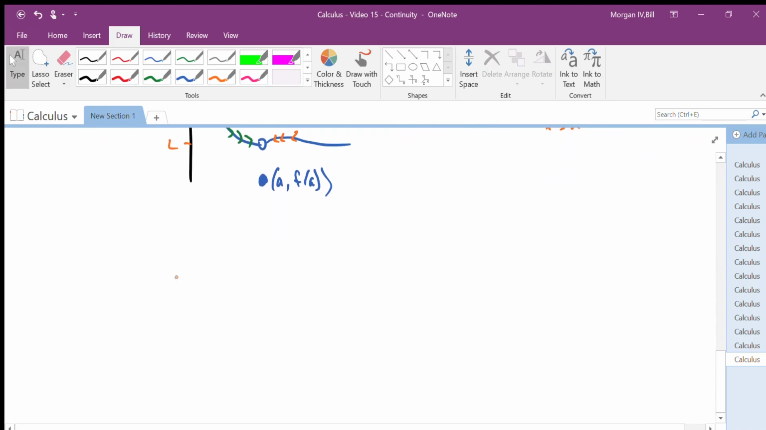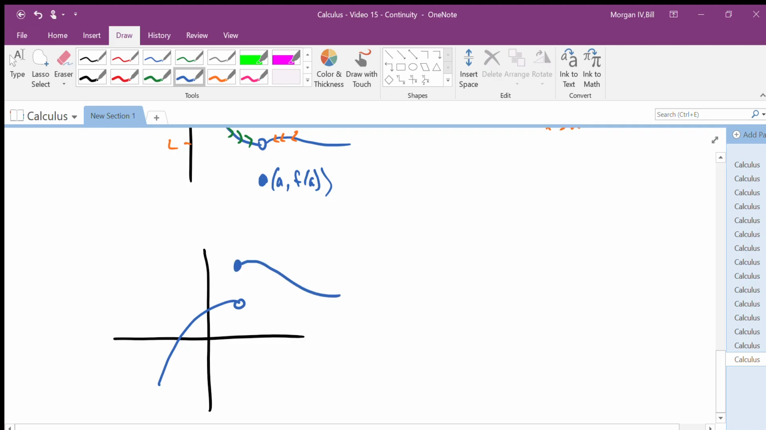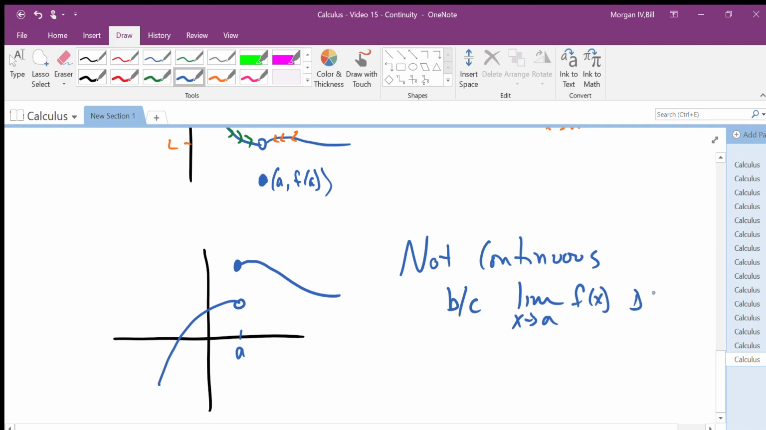Other examples of not continuous: if I have a jump in the graph, that would also be not continuous. The function exists, right up here in the closed dot. But the limit does not exist, right? The left-hand limit and right-hand limit are not coming to the same thing. Therefore, the overall limit does not exist. And so we would say not continuous because the limit as x approaches A of the function does not exist.